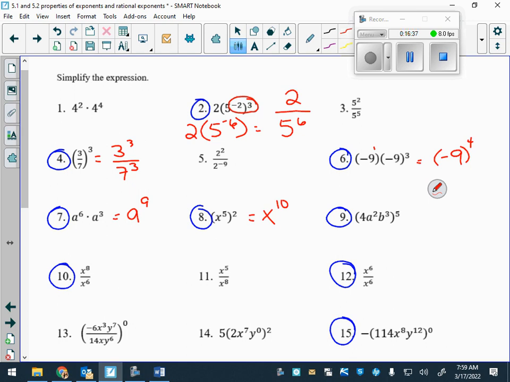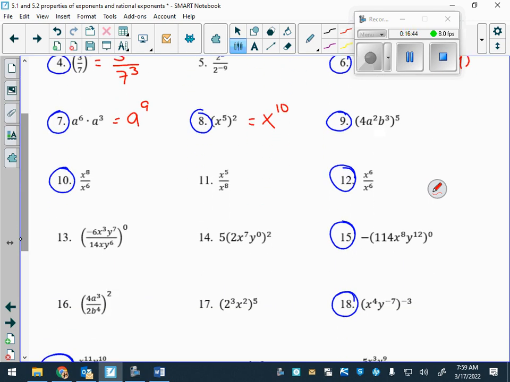Number 9 is partially there. What are we forgetting? Camilla? Okay. So remember, 4a and b, good job. 4a and b are all together through multiplication. So all 3 of those pieces are separate and should be raised to the 5th power. So do not forget about the 4 in front.